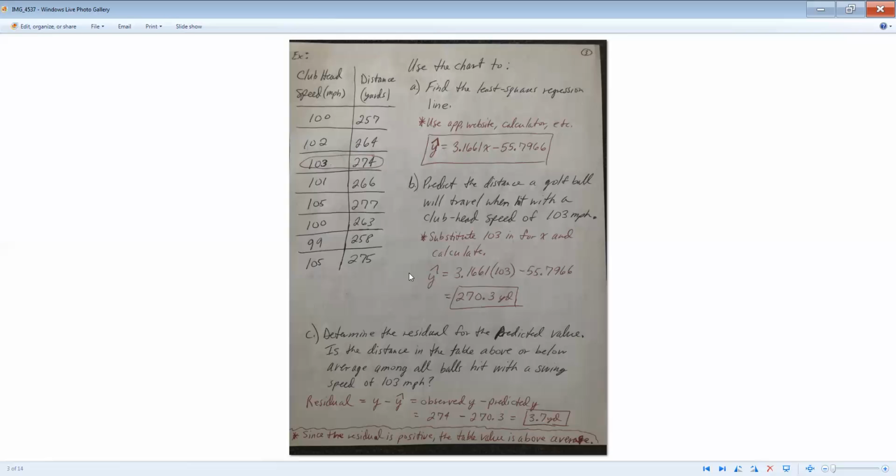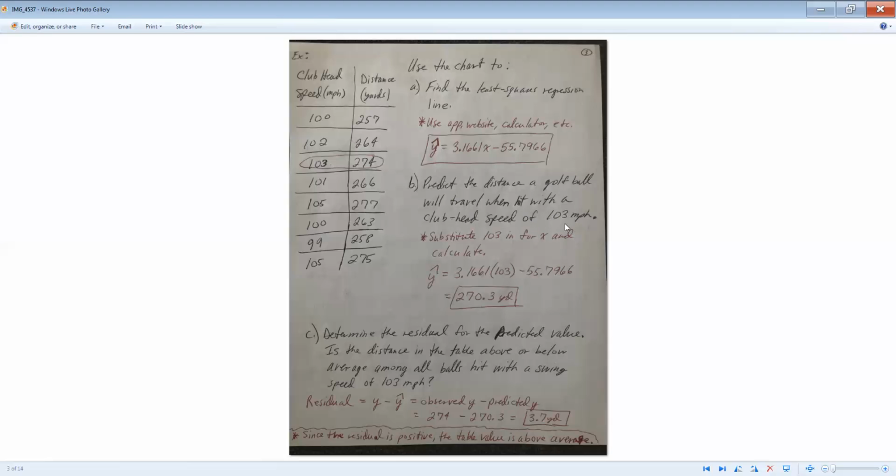So we take these data values, put them in the regression line calculator, and it gave us this equation right here: y hat equals 3.1661x minus 55.7966. So the next one says predict the distance a golf ball will travel when hit with a club head speed of 103 miles per hour.